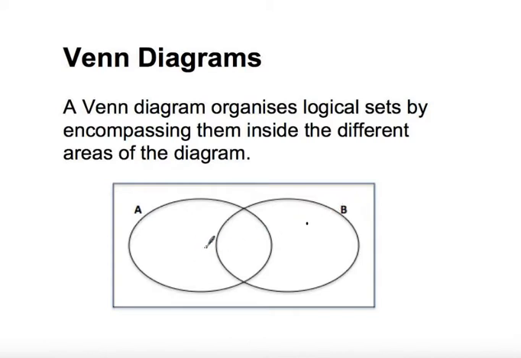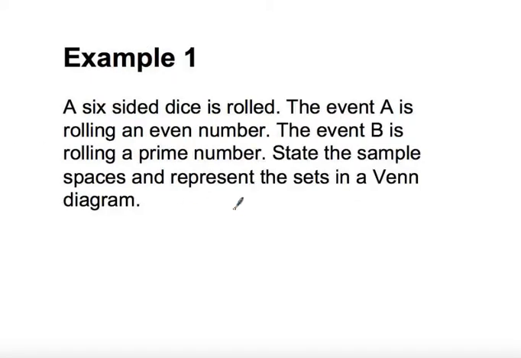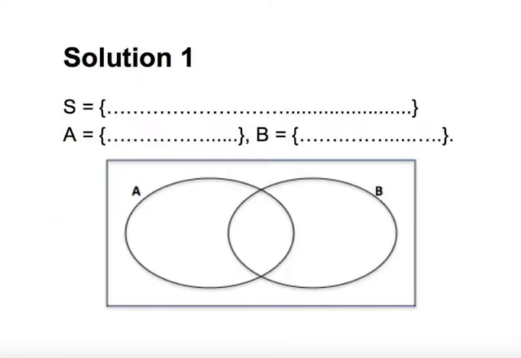Our Venn diagrams can be used to organise information in such a way that it's easy then to get further information from them. So if we start off with a problem, if we consider rolling a six-sided dice, say the event A is rolling an even number and say the event B is rolling a prime number, we want to state the sample spaces and represent the sets in a Venn diagram. So here we use S to represent the sample space. That represents all the outcomes.